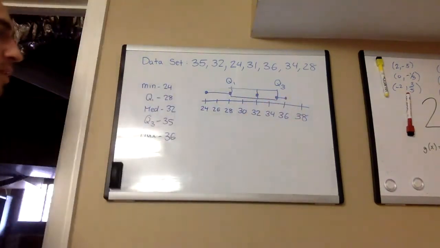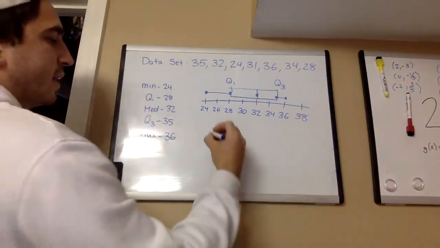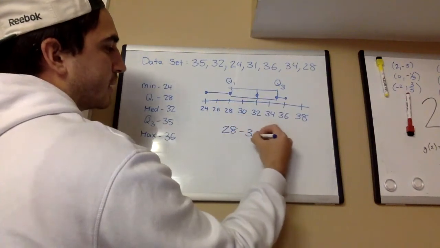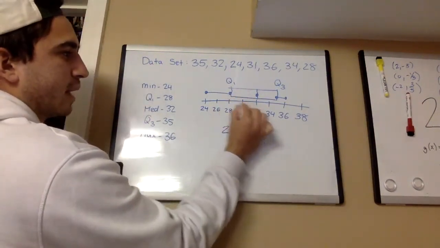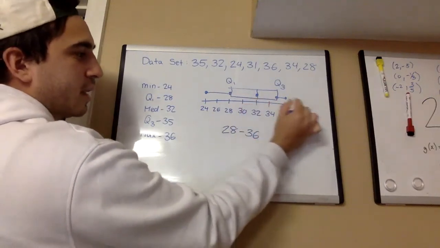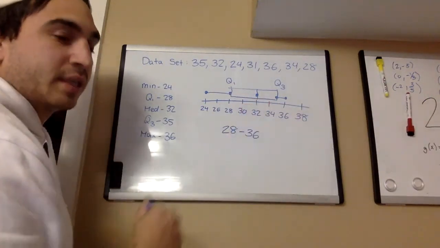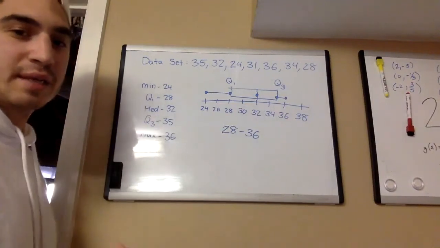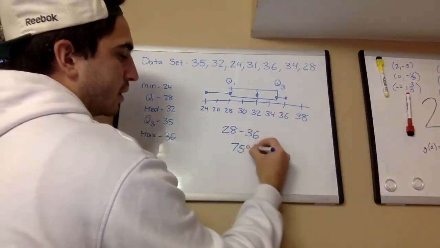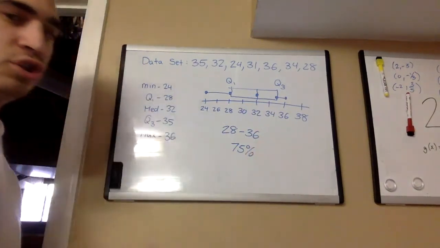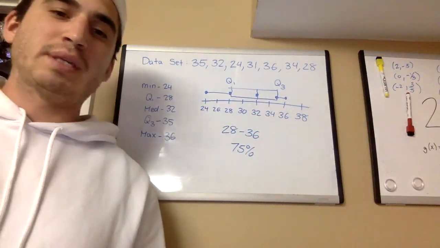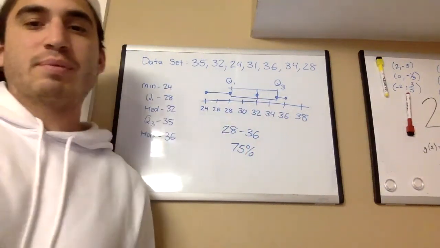So for example, let's say what percent of the data is in between 28 and 36. So I go to 28 and I go to 36. I notice that is 1 section, 2 sections, 3 sections. Since there are 3 sections and each section is 25%, this is going to be 75% of the data. So you just need to count the number of sections and then multiply it by 25. If you guys have any questions, please let us know.